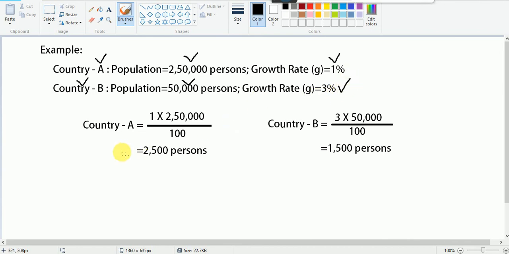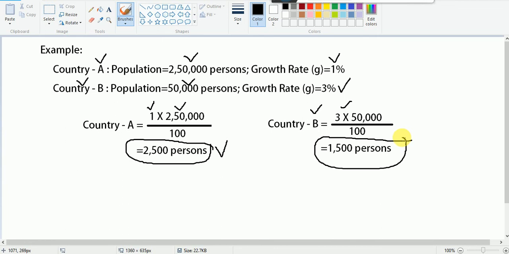So when we calculate it, 1% of 250,000 is 2,500 persons. This is for country A. So this is the magnitude of increase for country A. And for country B, 3% of 50,000 is 1,500 persons.